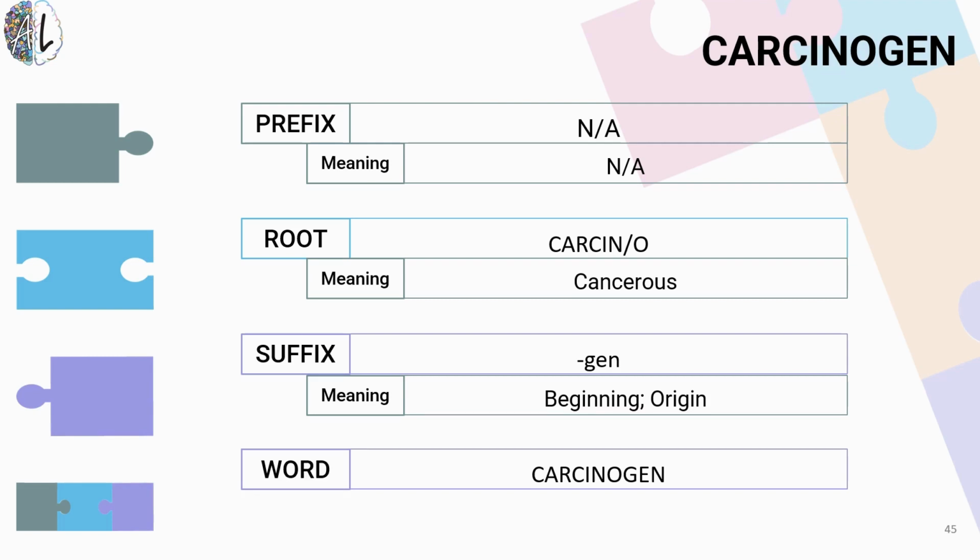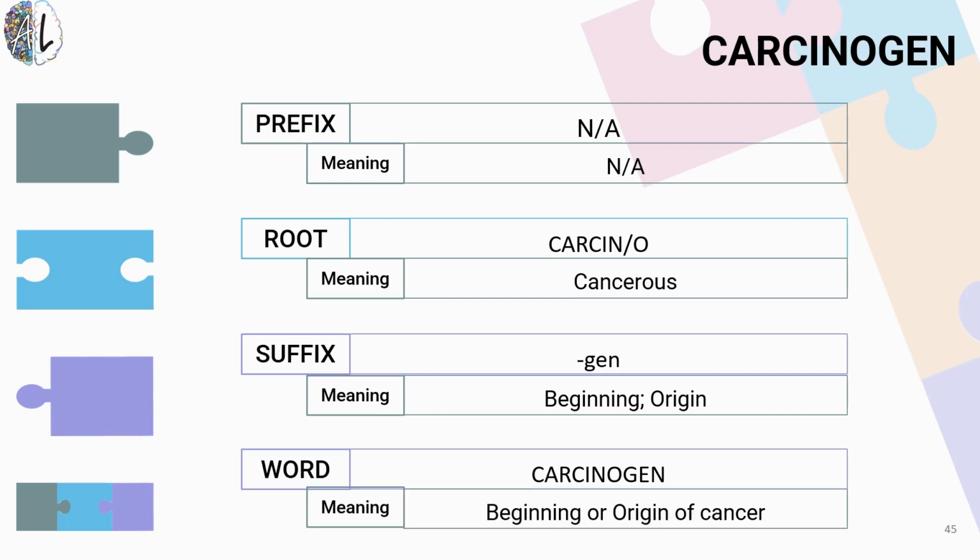So let's do a total definition on the term carcinogen. So remember that when we're defining a term, we want to start with the meaning of the suffix. So in this case, we want to start with the words beginning or origin. You could choose one or the other. You could choose both. They essentially mean the same thing, but we do need to start our definition with the meaning of the suffix. So we're going to say the beginning of cancer or the origin of cancer. And a carcinogen is something that causes cancer, would probably be more commonly how we say it, but it originates or starts cancer.